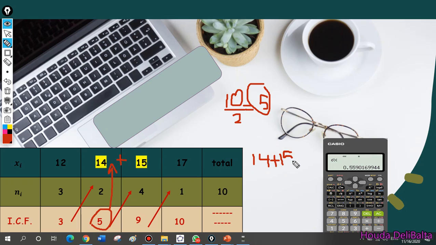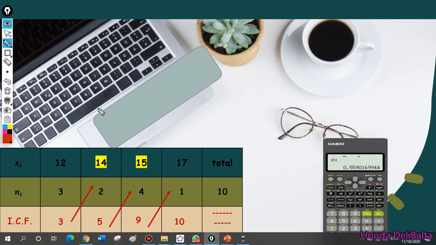So the median is equal to 14 plus 15 over 2, which is 14.5, and as you see, the median is not one of the values, it's a value between them. It's not just a value among these values, it's a value between them, because we add these two values together to get the median.